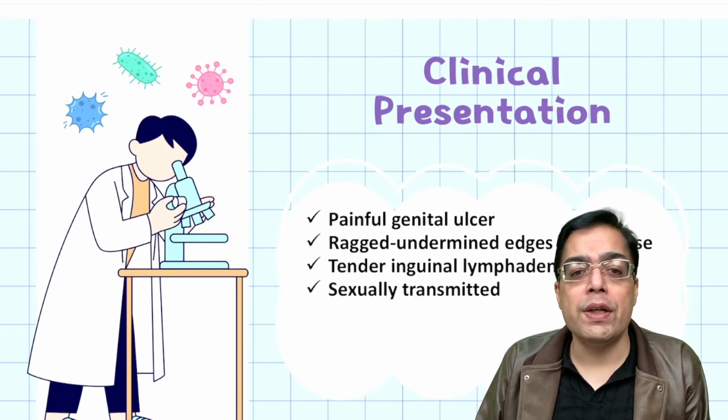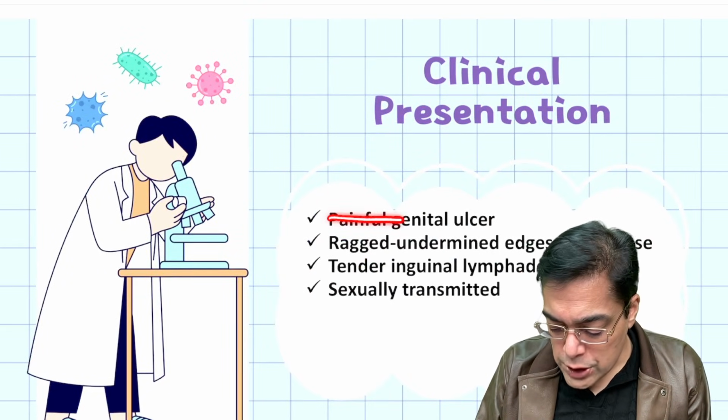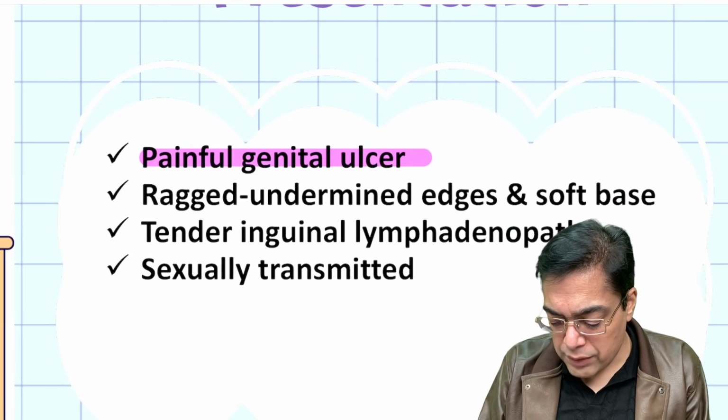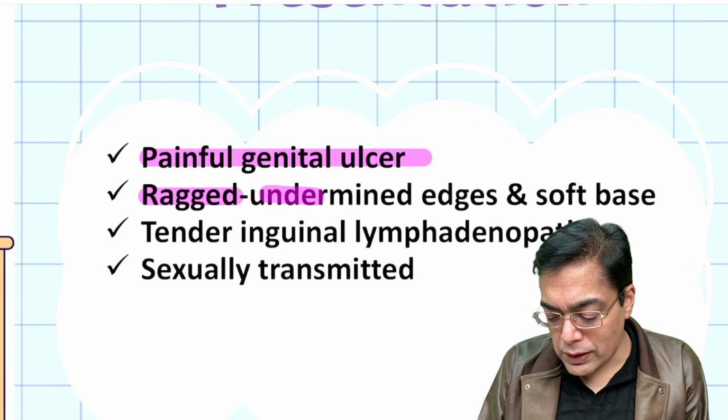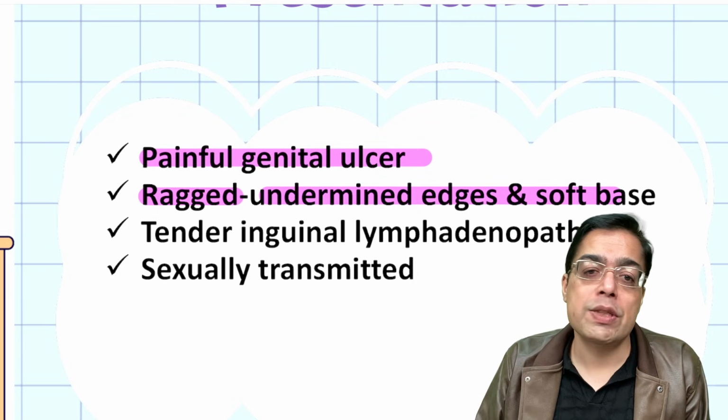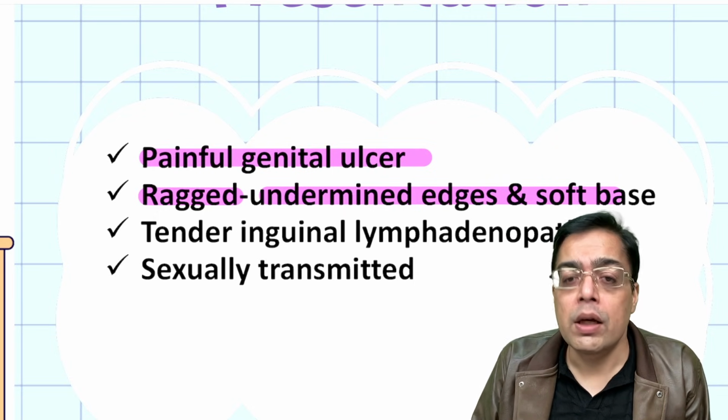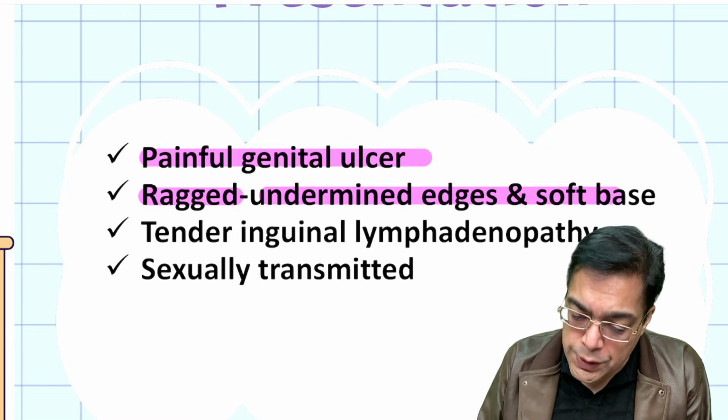See the next one, the patient is having a painful genital ulcer. And the patient is going to be having an ulcer which is going to be having a ragged appearance. That means presence of undermined edges and soft base. There is a presence of tender inguinal lymphadenopathy, and that is because of an example of a sexually transmitted disease.